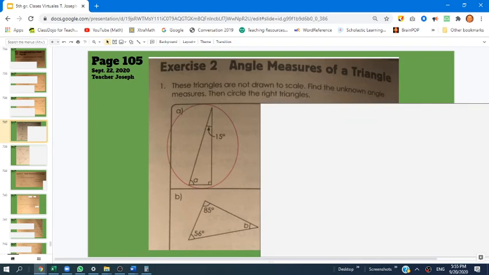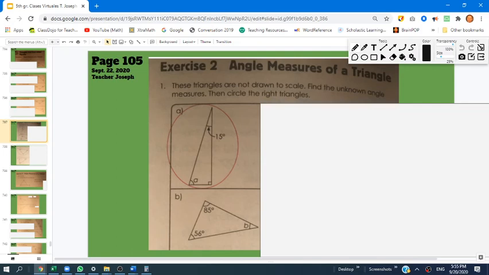Let's go on to page 115. The directions are a little bit different. Let's read them together. It says, angle measurements of a triangle. These triangles are not drawn to scale, so do not use your protractor. Find the unknown angle measurements, then circle the right triangles. Well, you already know that this one's the right one, and that's because you can see that this square right here represents a right triangle.